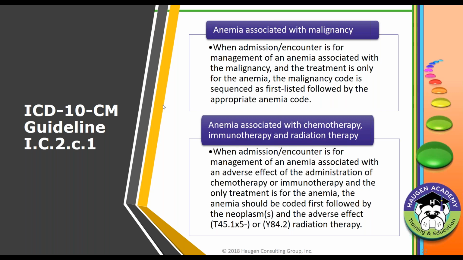And then the anemia associated with chemotherapy, immunotherapy, and radiation therapy. If the anemia is due to those treatment modalities, and they're coming in for treatment of the anemia, you sequence the anemia first, followed by the neoplasm code and the adverse effect code. So there's adverse effects for chemo or immunotherapy, the T45 category, and for the radiation therapy, it's that Y84.2 code. So the documentation is going to need to specify what the anemia is due to.